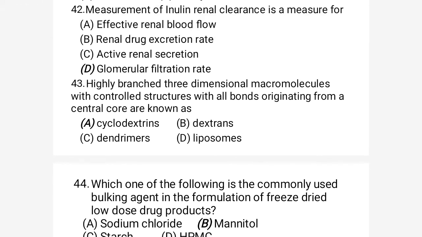Question 43. Highly branched three-dimensional macromolecules, meaning large molecules with controlled structure, with all bonds coordinating from a center core, is known as. So we have to find the macromolecule which has a center core and a number of bonds. Look here: cyclodextrins, dextrans, dendrimers, liposomes.